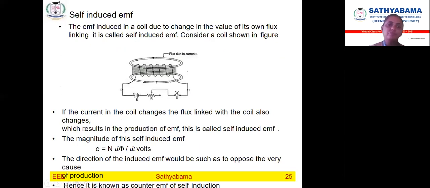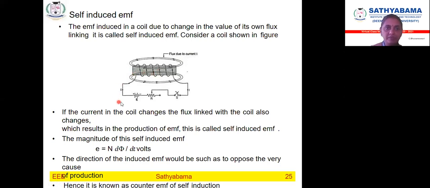Next. Now coming to the self-induced EMF. In the self-induced EMF, the EMF induced in a coil due to the change in the value of its own flux linking is called self-induced EMF. See here. Now consider this diagram. We have the coil here.